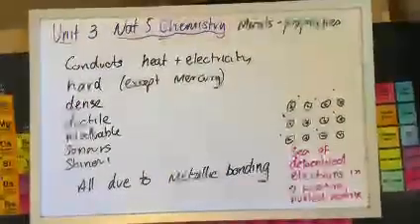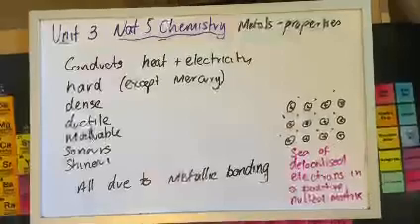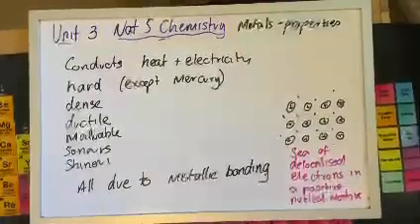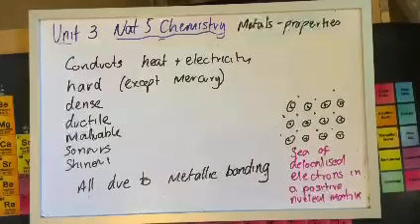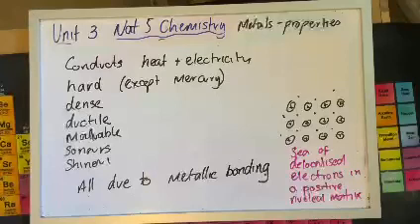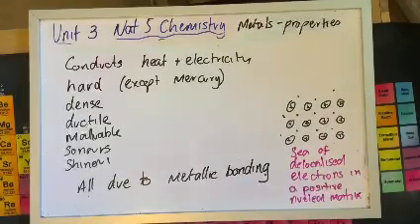Metals, have a look at the properties. First thing to understand, metals conduct heat and electricity. They're generally hard, mercury being an exception, it's a liquid. They're all solids, again, mercury being the exception. They're all dense compared to non-metals.